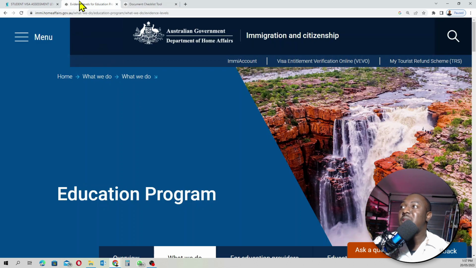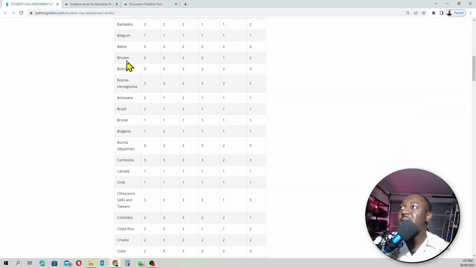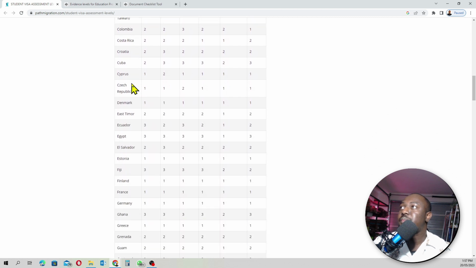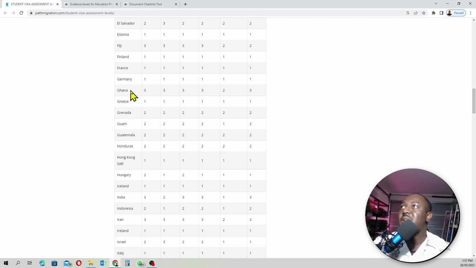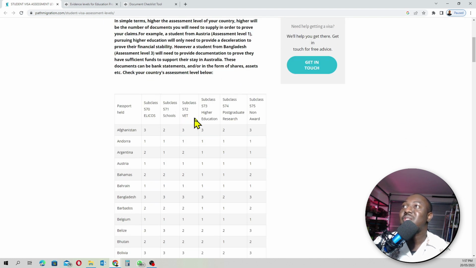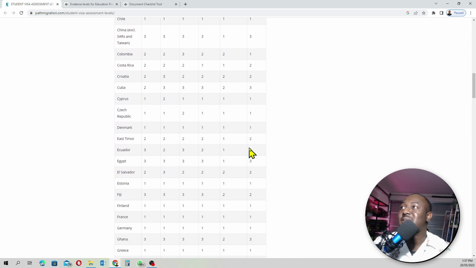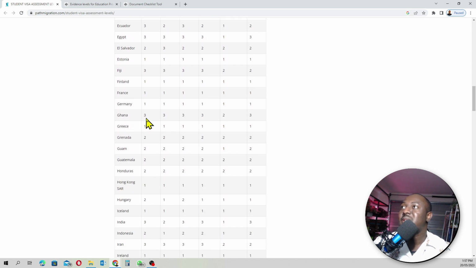Okay, but when we come here, again, I'm going to look for Ghana. So Ghana, you can see there's a lot of threes here. So 3, 3, 3, 3, 2, 3. Okay, so this shows that almost everything we want to apply for, when it comes to the table here, schools, VET, higher education, postgraduate research, and award, Ghana is on assessment level 3. Okay, so Ghana is on assessment level 3.